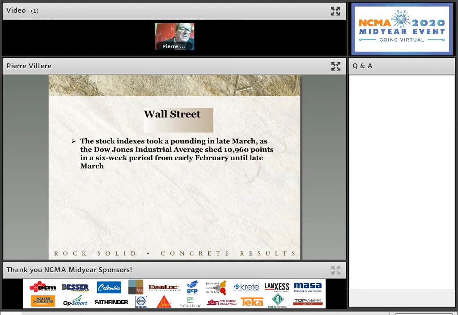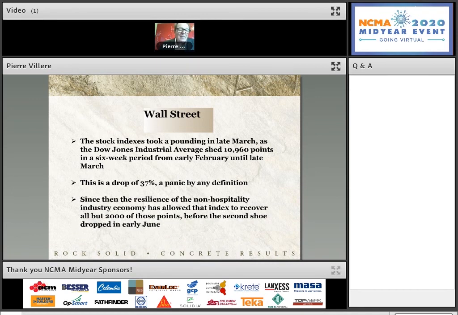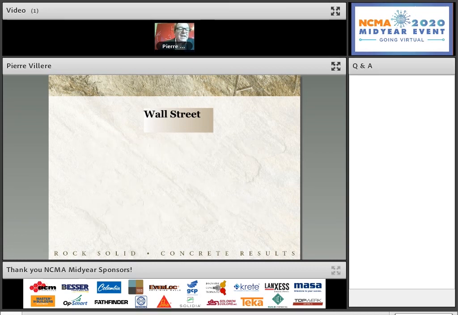Wall Street, the stock indexes took a pounding in late March as the Dow Jones Industrial Average shed 10,960 points in a 6-week period from early February until late March. If anybody was sitting on a lot of cash, it was a great opportunity to buy. This was a drop of 37%, a complete panic by any definition. Since then, though, the resilience of the non-hospitality industry economy has allowed that index to recover all but 2,000 of those points before the second shoe dropped in early June.